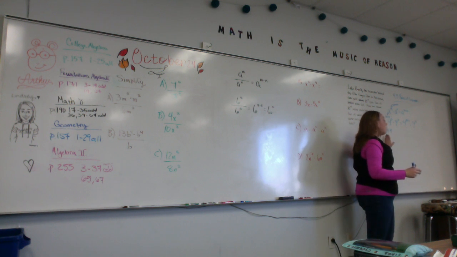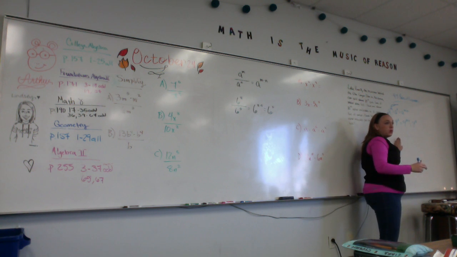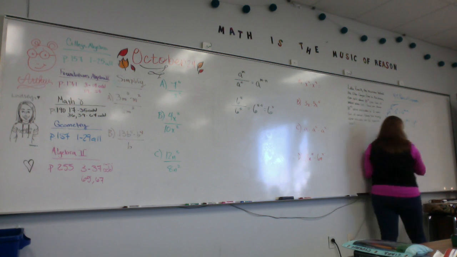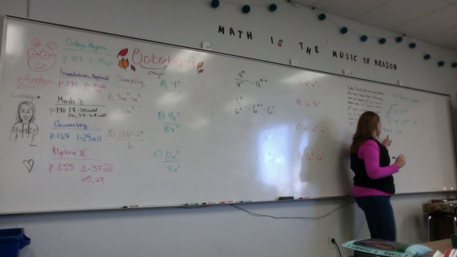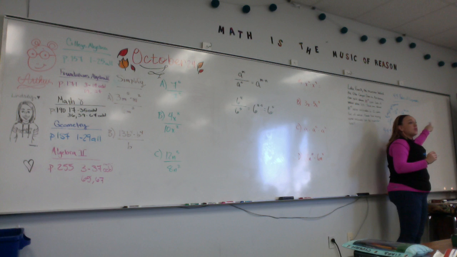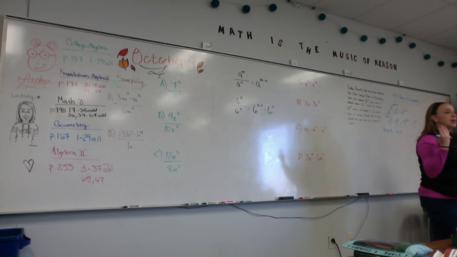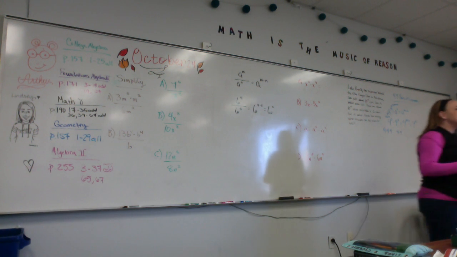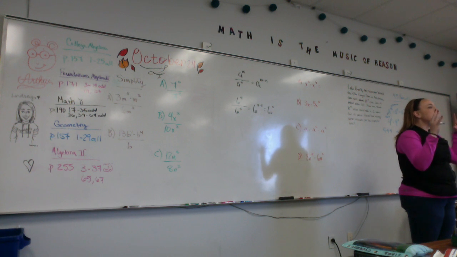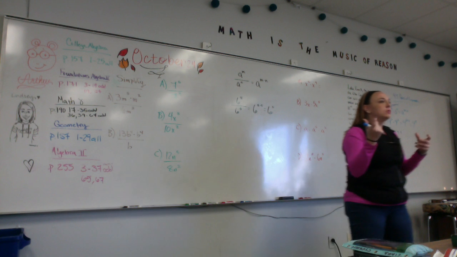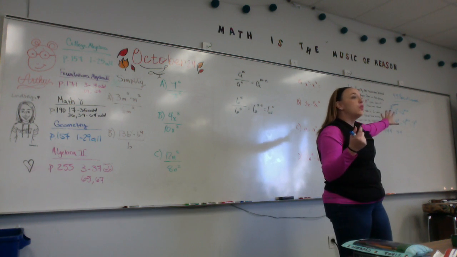4 cubed can be represented by 4 times 4 times 4, yes? 4 squared can be represented by 4 times 4. What they're saying is I have 1, 2, 3, 4, 5 of those. 4 to the 5th. They don't want the full answer yet. Maybe in the future we'll get there, but right now, when it says simplify this exponent, unless it says solve, I don't want an actual number as my answer. I want it in exponential form still.